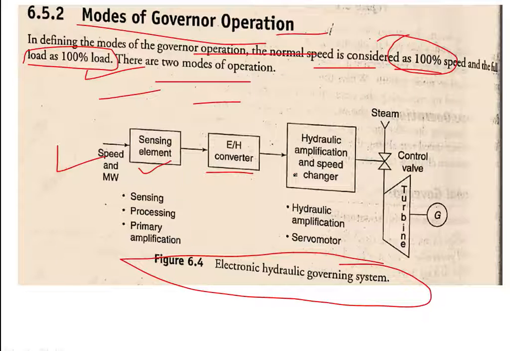The mechanism observes the change in speed, and if there is a movement, the hydraulic amplifier amplifies the signals. The steam valve controls the flow of fuel to the turbine mechanism, and that turbine is directly coupled with the generator. That is the complete flow of power from the generating station to the corresponding speed.